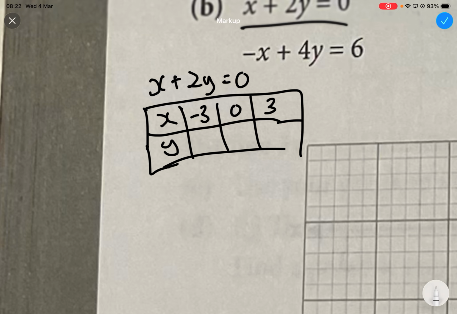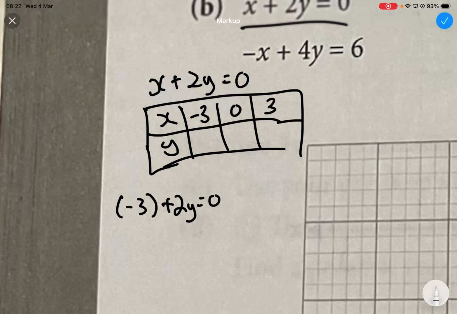So this is the equation that I have. Then I know that I want to put the x values as negative 3 and 0 and 3. Then I substitute this value back inside this equation. I will be able to find y. So let me start with negative 3. I substitute x as negative 3, plus 2y equals to 0. Then what I'm trying to find is the y.